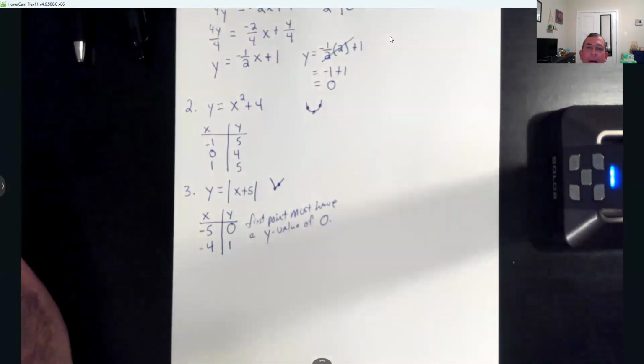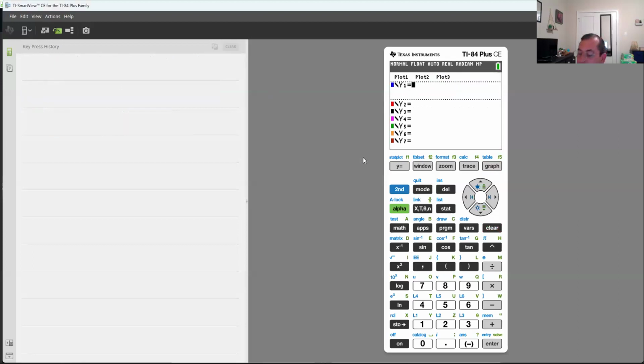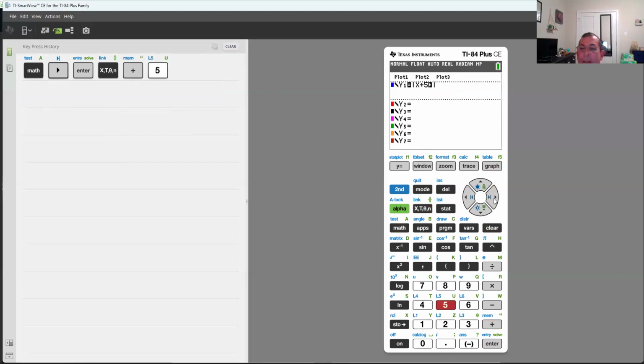Let's go to the calculator. So on the calculator, I'm going to go to y equals and clear that out. So to get absolute value, you hit math and you arrow right until the number is highlighted on top. And your choice number 1, ABS, you hit enter. That's absolute value. And then you're going to put in your x plus 5. All right, so we now got the absolute value of x plus 5. I'm going to go to second graph to look at the table.